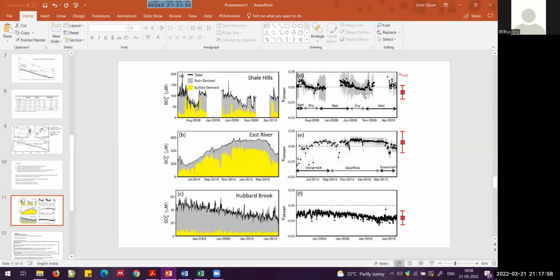As we can see, during the dry season the values are getting low, and during the wet season the values are increasing in the case of Shale Hills. So this indicates that carbon sequestration is mainly occurring during the dry season, as they have predicted from the model. And this is the output.